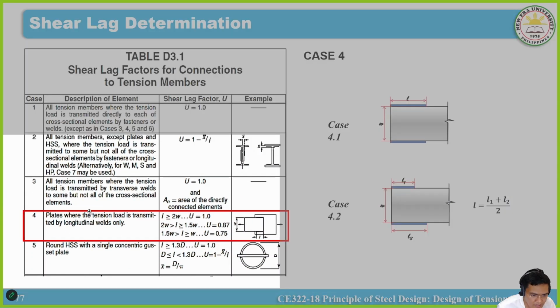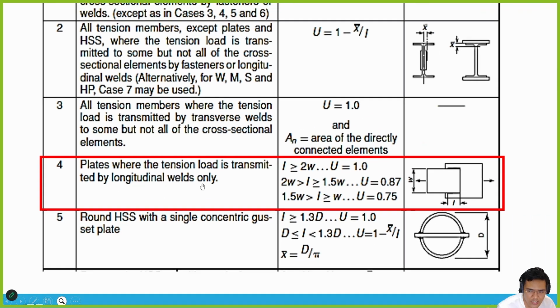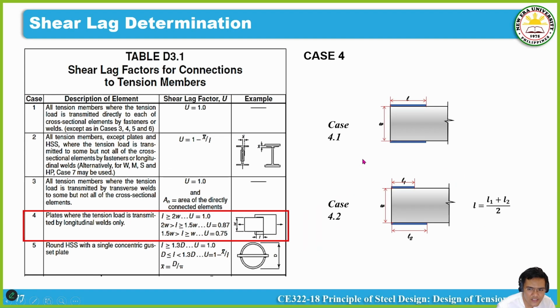Plates where the tension load is transmitted by longitudinal welds only. So, plates lang to guys. Applicable to plates and longitudinal welds yung connection mo. You can see here na for case 4, meron tayong equations na we need to check out, wherein kailangan mo ng distance L and distance W. Yung L pertains to length and yung W is yung distance ng dalawang weld na yan.